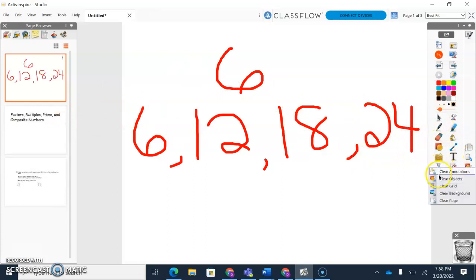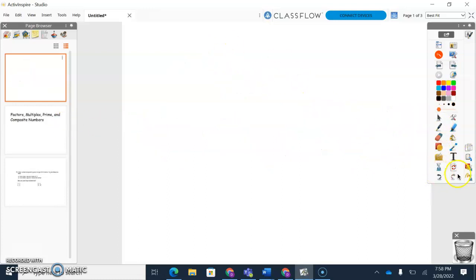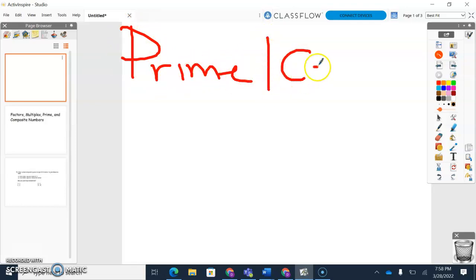So then let's think about prime and composite numbers. Prime numbers have 2 factors. Composite numbers have more than 2. So we're going to look at the numbers 1 through 10 and label them prime or composite. Let's look at number 1. Is that prime or composite? It's neither. It's neither prime or composite.